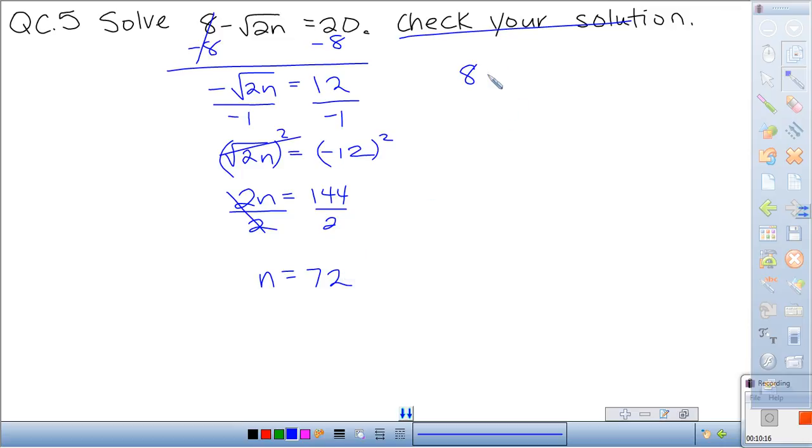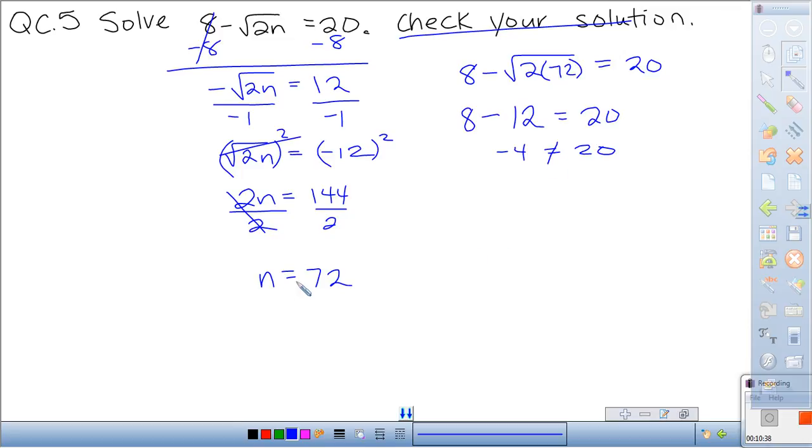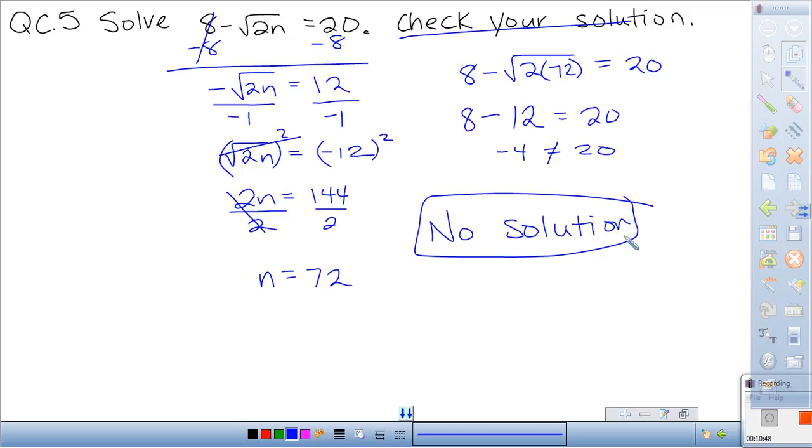So I have 8 minus the square root of 2 times 72 equals 20. 8 minus the square root of 2 times 72. 2 times 72 is 144. The square root of 144 is 12 equals 20. 8 minus 12, that's negative 4, and negative 4 does not equal 20. Therefore, the only solution we found is an extraneous solution, and so there is no solution. There's no solution that actually works for our problem.